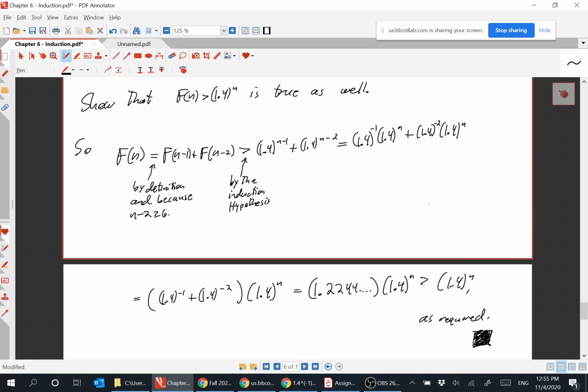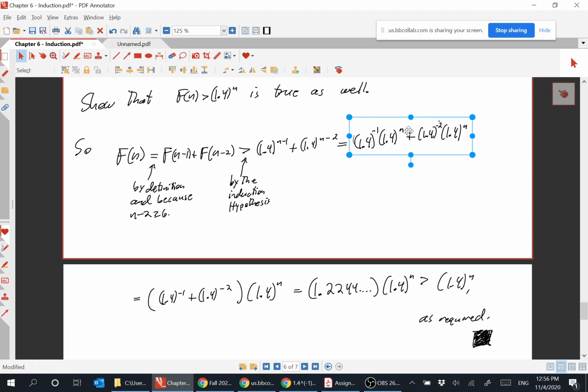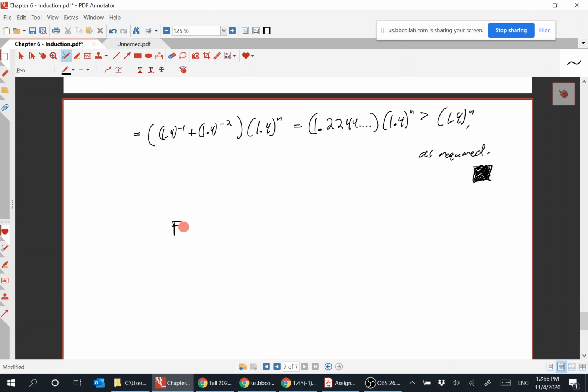Again, when you're working with inequalities, you must work in a chain. You cannot stack inequalities. It doesn't make sense. Okay? You have to work in a chain. I mean, suppose I was to write this.